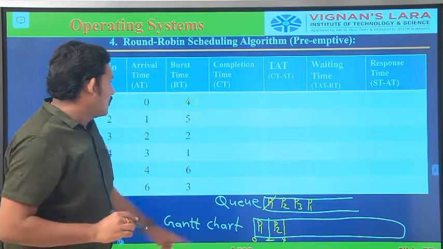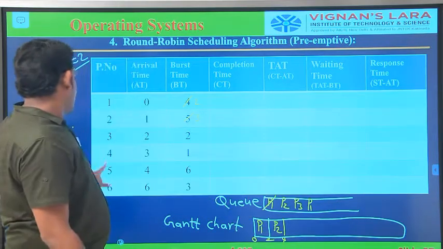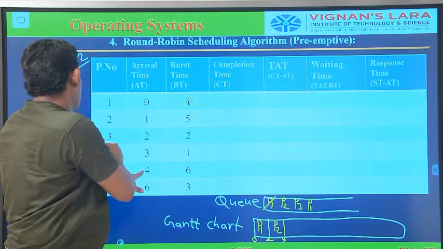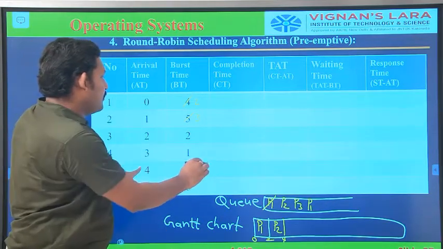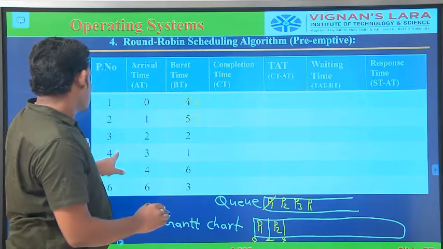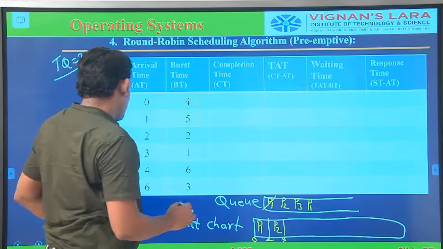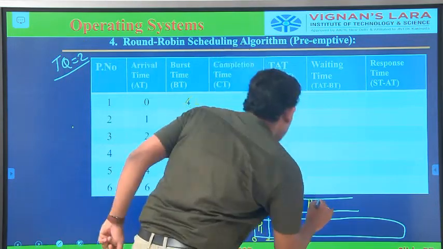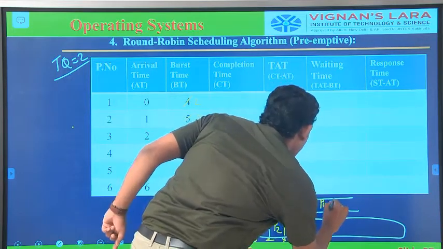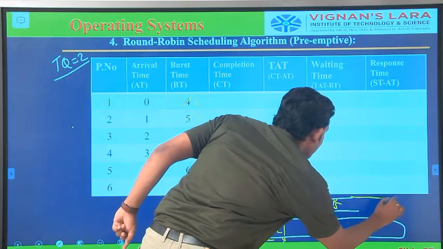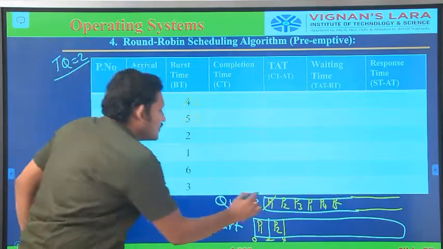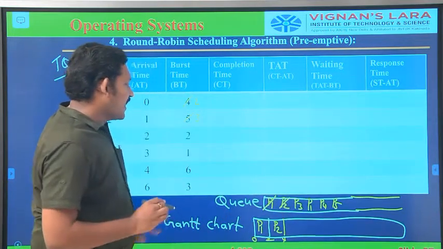At time interval 4, what are the processes available? P1, P2, P3, P4, P5. So P2, P3, P1. Next we have P4, P5, the newly arrived processes. P4, P5 are available. P2 is explored, so again we have to write P2.